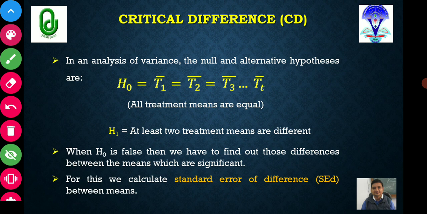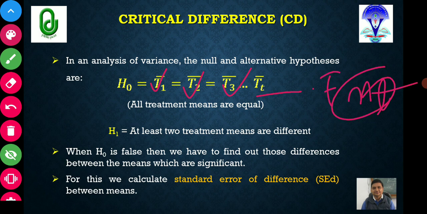So how it is actually working, just remember the null hypothesis: all the treatment means are equal. That means F1 is equal to F2 is equal to F3 up to Ft, whatever you are supposing. That means all the treatment means are equal. The alternate hypothesis is that at least two treatment means are different.